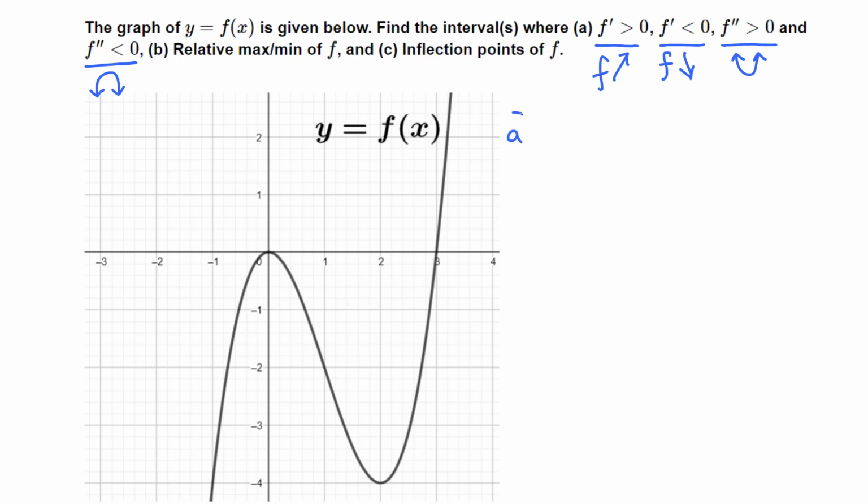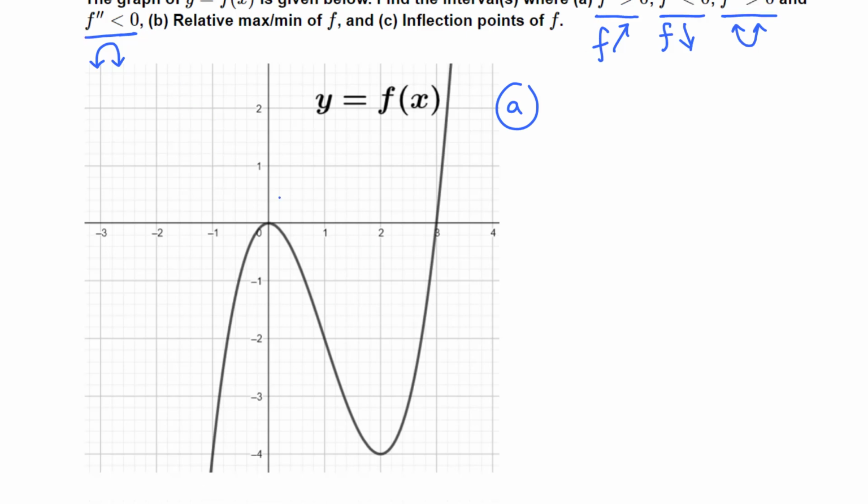So let's answer this. Increasing, so we need to read from left to right, okay? And it's going forever here, it's increasing forever. Reading from left means negative infinity, and this is positive infinity on x. So this part is going up, increasing up to 0. So f prime is positive, that means where the function is increasing, here to here, negative infinity all the way to 0.